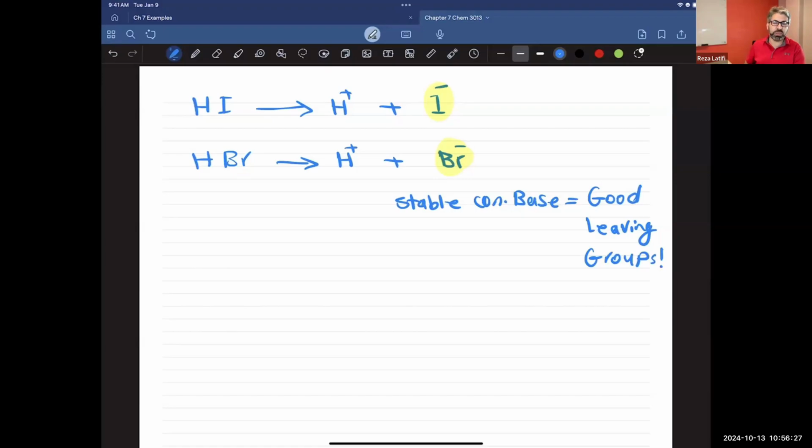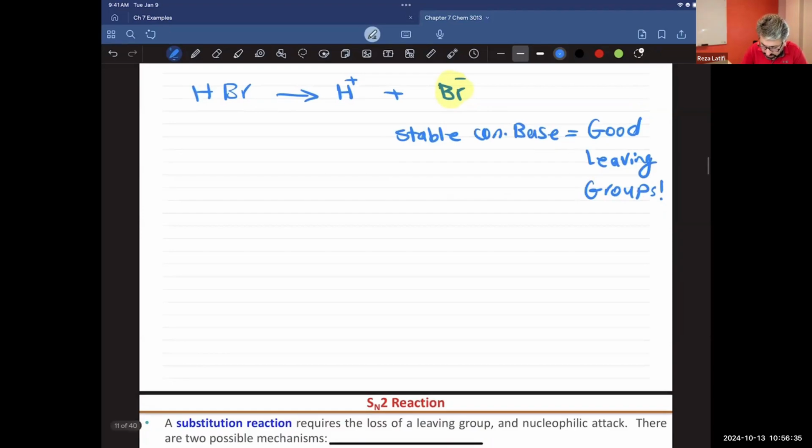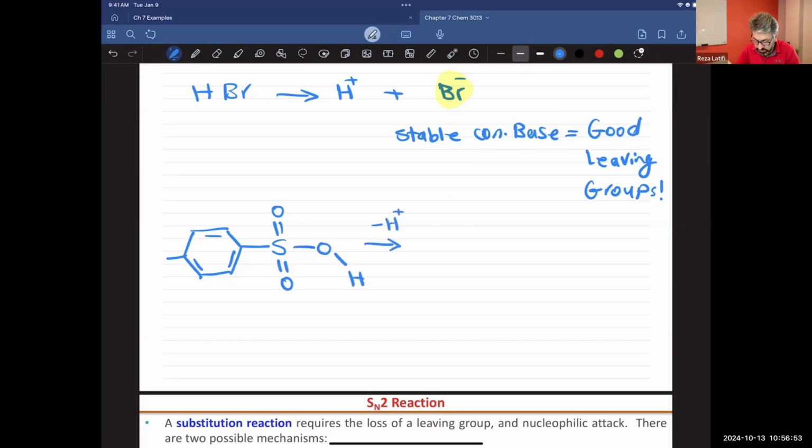So anything that makes the conjugate base more stable will turn it into a good leaving group. Okay, and how about this compound? Imagine you have such a compound. I have a methyl, and if you take hydrogen from it, it will turn into such a system.